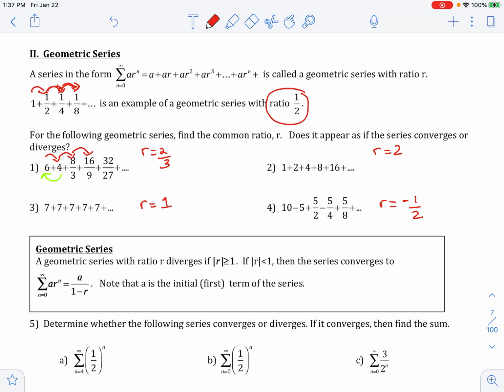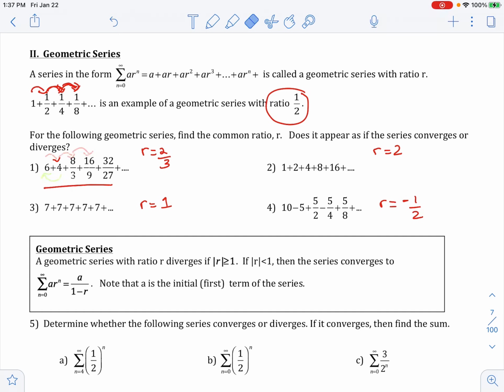So first thing we want to be able to do is find that common ratio. The next thing we want to be able to do with the series is determine whether the series converges or diverges. So what that means is if I add up these numbers infinitely, is there a sum to that infinite series? If there is a sum, we say it converges. If there is no sum, we say it diverges.